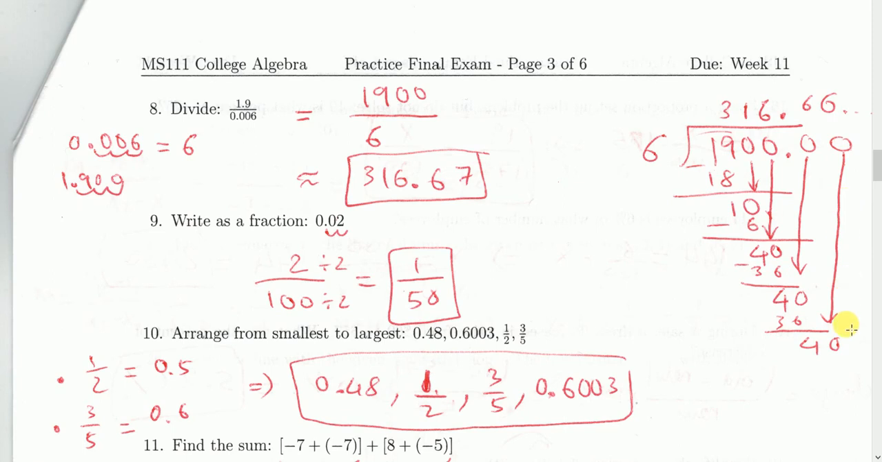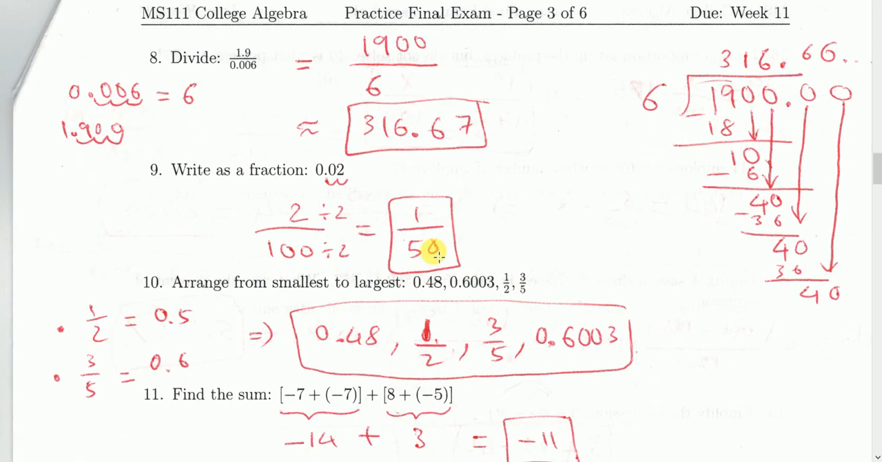Bring down the next 0 again. We got 40 again. So we see that the pattern keeps repeating 40 and 40. That means we keep adding 6, 6, 6, 6, 6, 6 forever. So if we round this answer, it's going to be 316.66 or 316.67 for 2 decimal places.